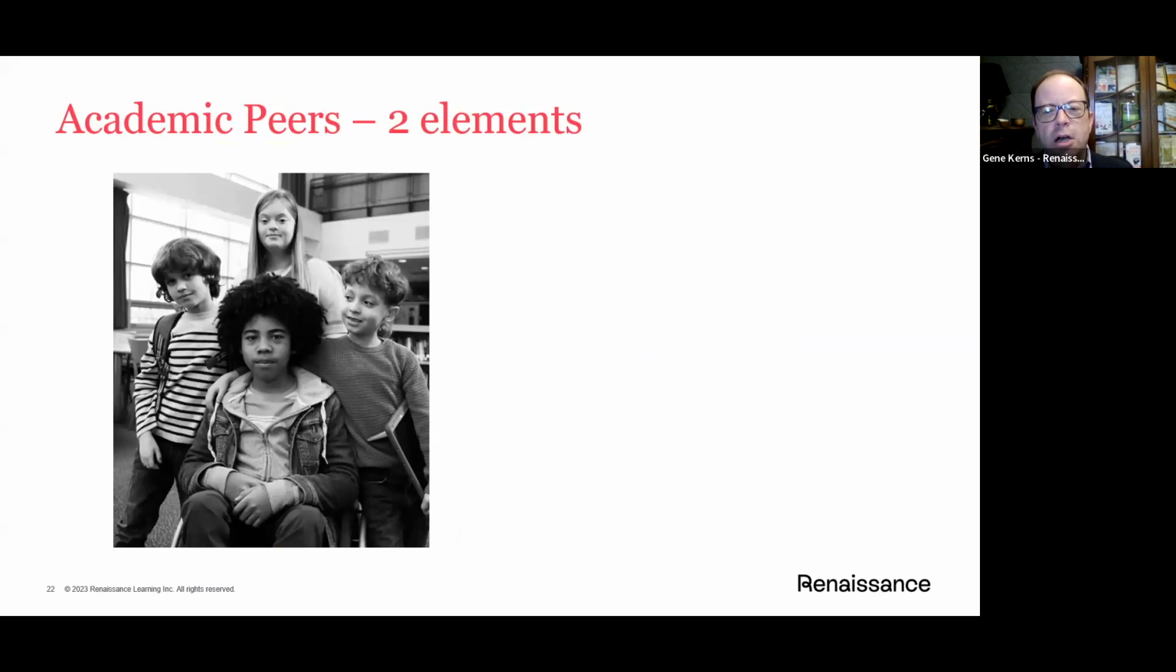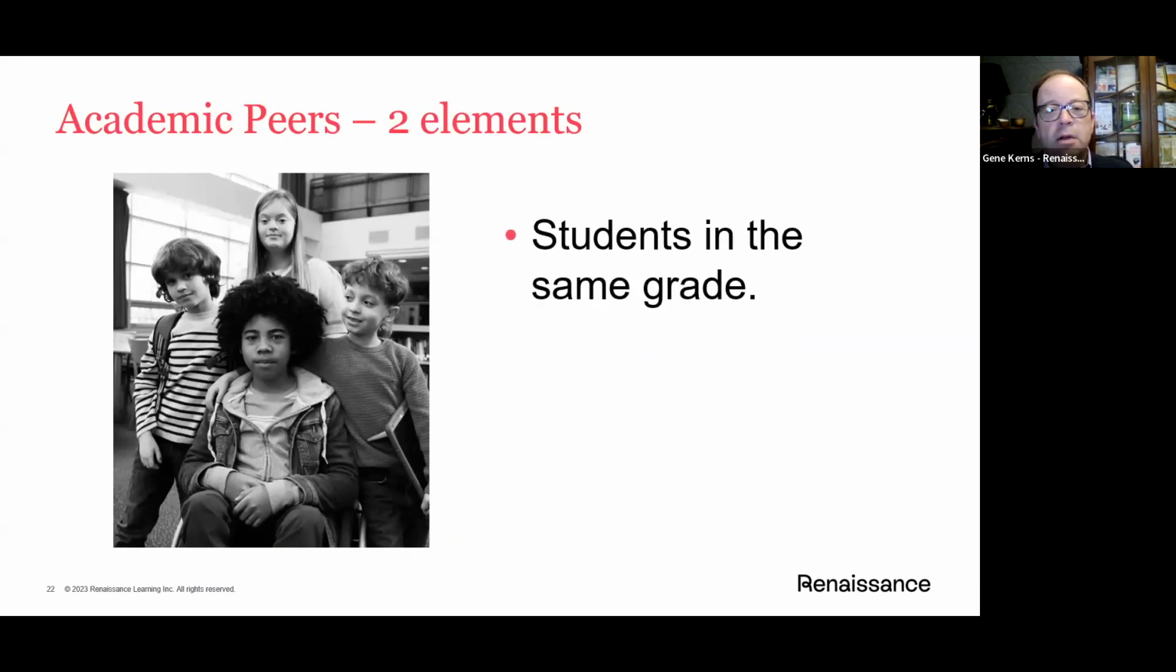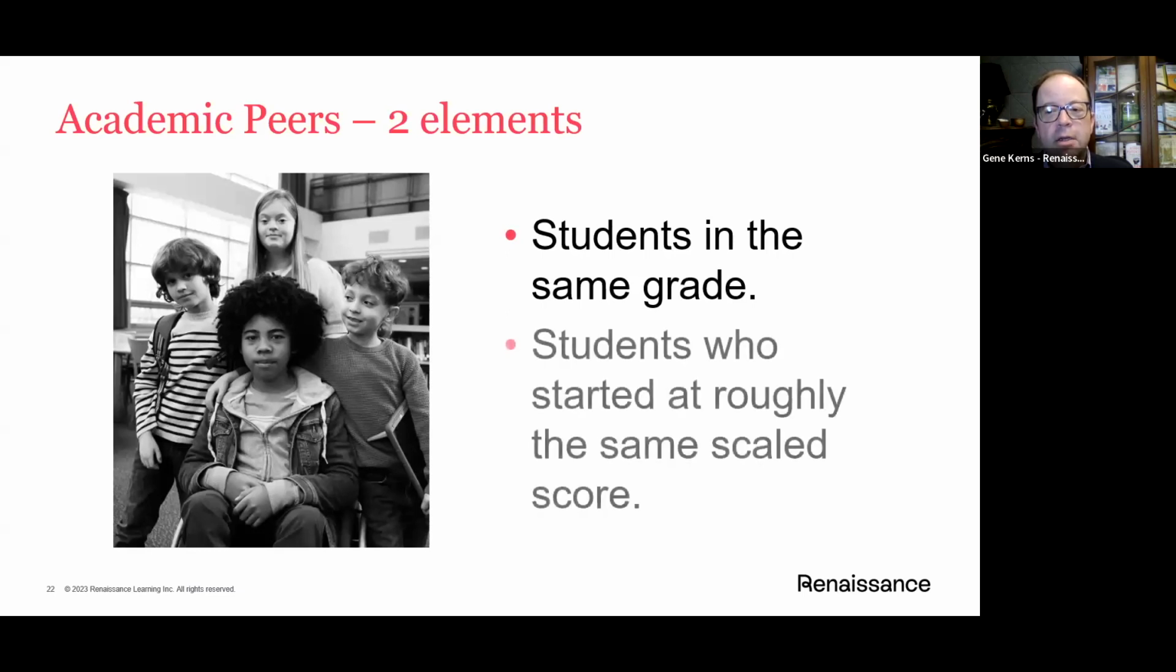Okay. So when your students' SGPs are calculated, they are compared to their academic peers, and that definition really has two parts to it. They are compared to other kids in the same grade who started out at roughly the same scale score. So your highest performing kids are compared to other high performing kids from around the country. Your kids who are in the bottom 10% of performance are compared to other kids around the country who are in the bottom 10%. And you can see why this is important.